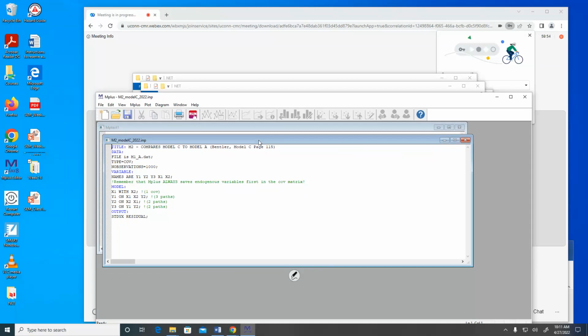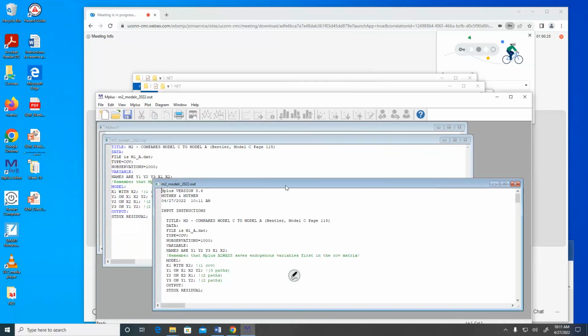And we said that there was no path from X1 to Y3 and no path from X2 to Y3. I think. Is that what we said? I believe that's what we said. Okay. So now, same thing we're going to do here. File equals M1_A. So we're using the same model implied variance covariance matrix. We've now replaced it, now we've got model C in here. And we're going to run our model.